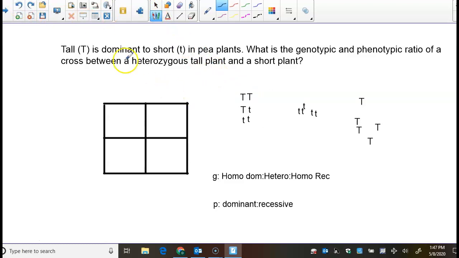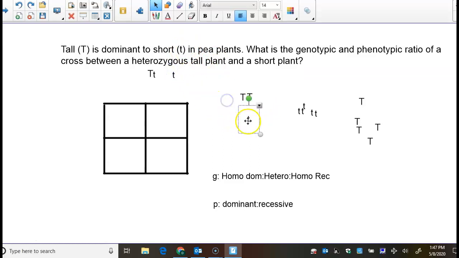Okay, so it says, what is the genotypic and phenotypic ratio of a cross between a heterozygous tall plant and a short plant? Hetero means different, so this would be heterozygous tall, right? Because it'd be big T, little t. And then a short plant. Well, short is going to be recessive, so the only way to have a short plant is for it to be little t, little t. So these are the two plants.